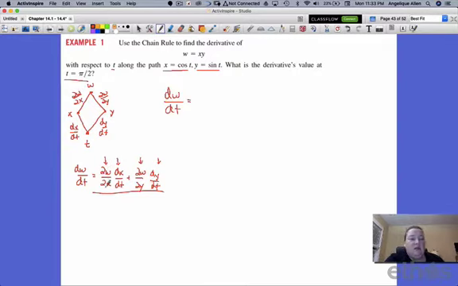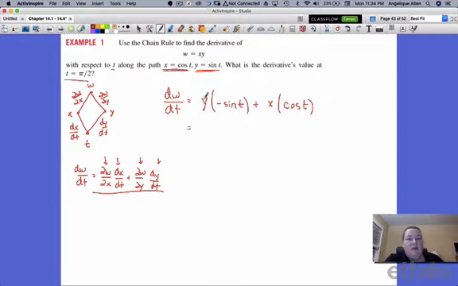So the partial derivative of w with respect to x up here is y. And then we're going to do dx dt, well, here's x, dx dt would be the derivative of cosine t, which is negative sine t. We're going to have to come back and clean this up when we're done, but let's keep going. So the partial derivative of w with respect to y is going to be, up here, just x. And then the derivative of y with respect to t here is cosine of t.